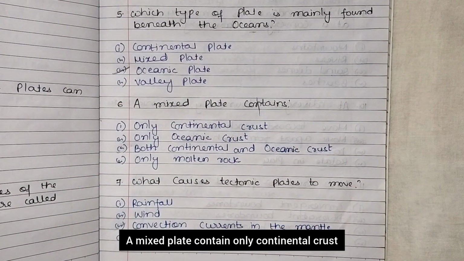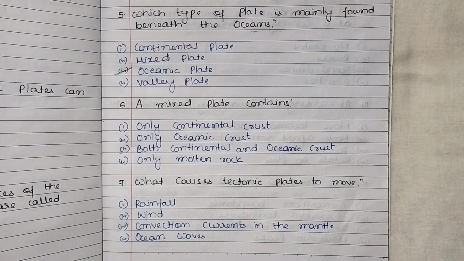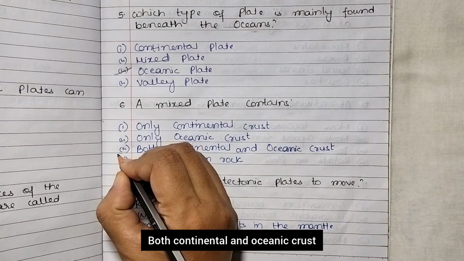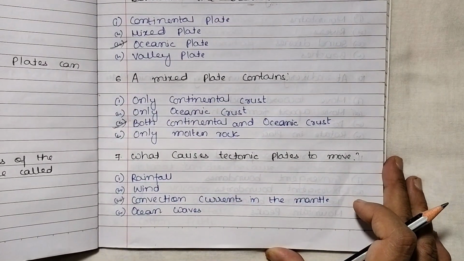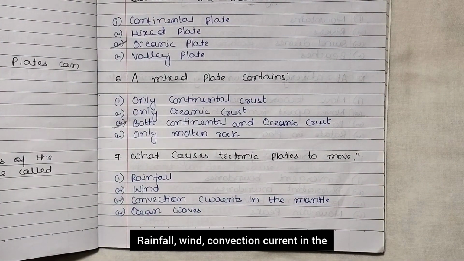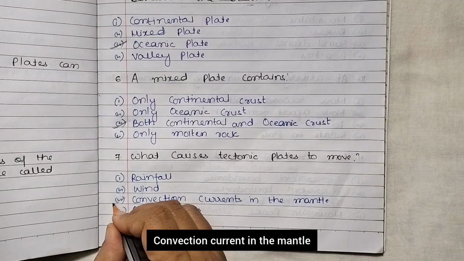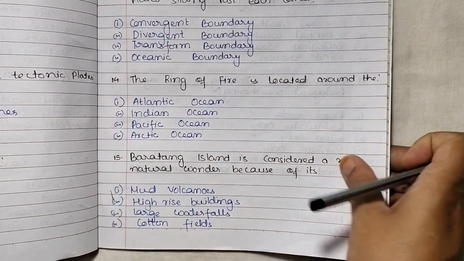A mixed plate contains only continental crust, only oceanic crust, both continental and oceanic crust, only molten rock. Both continental and oceanic crust. What causes tectonic plates to move? Rainfall, wind, convection current in the mantle, ocean waves. Convection current in the mantle.